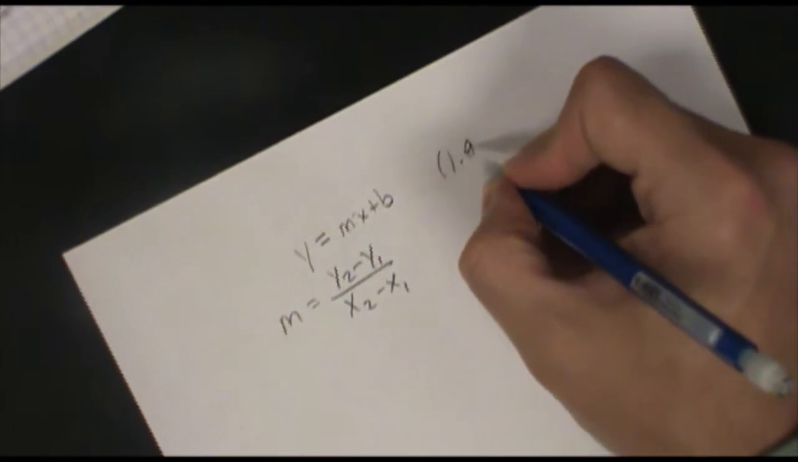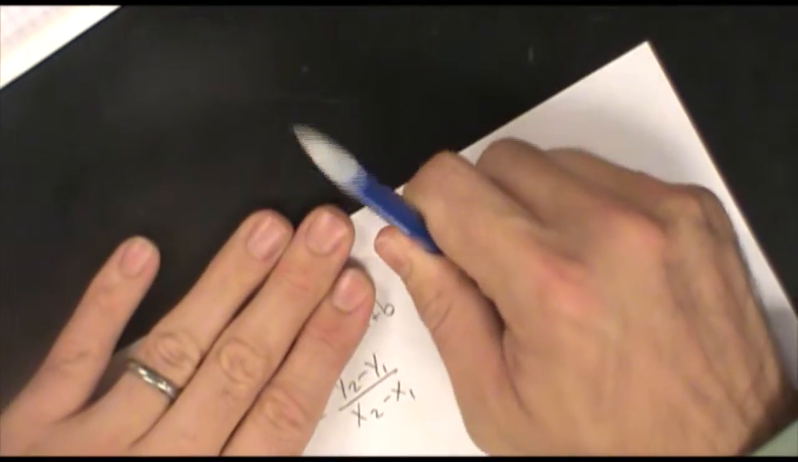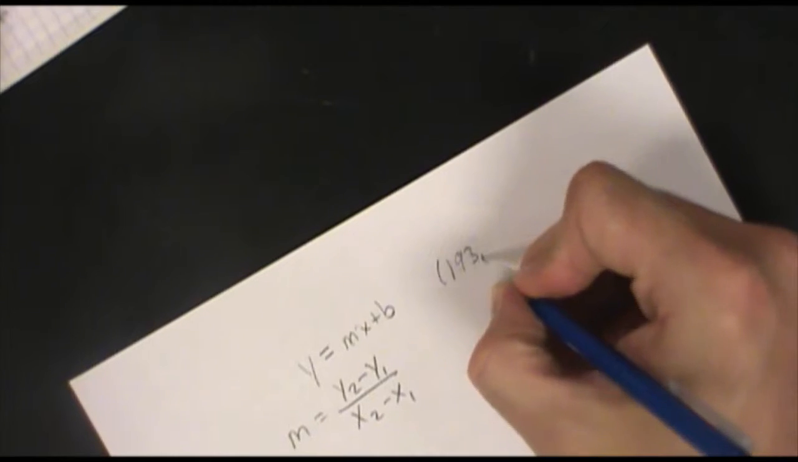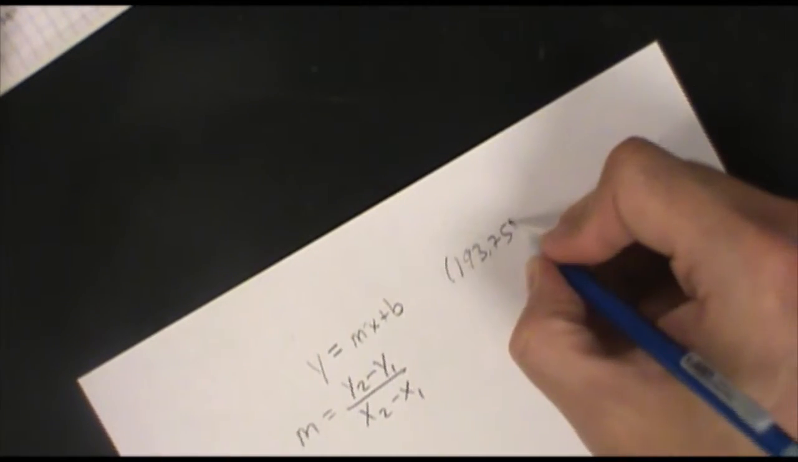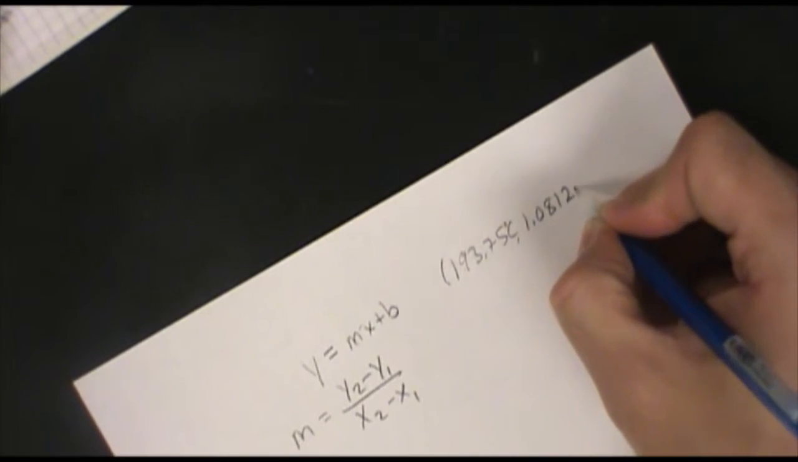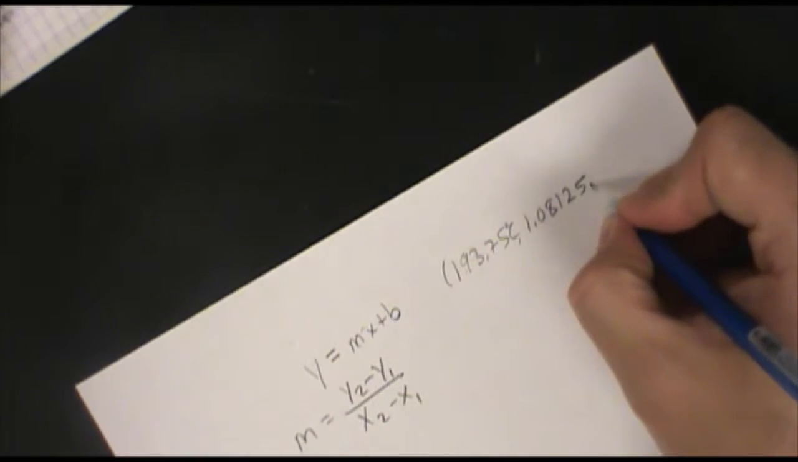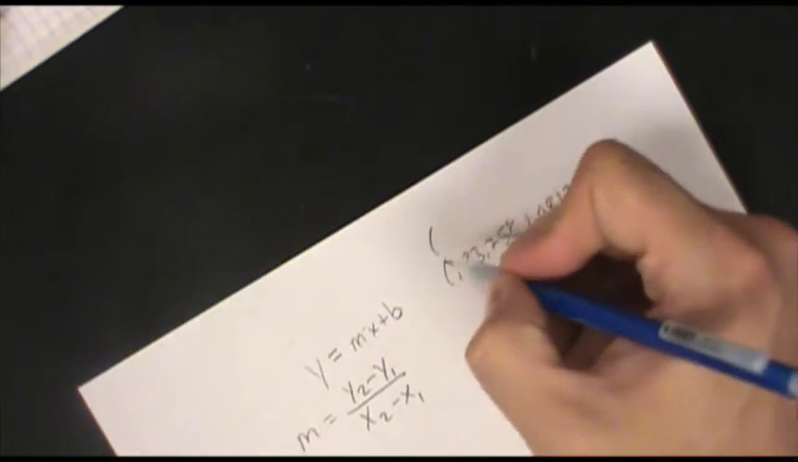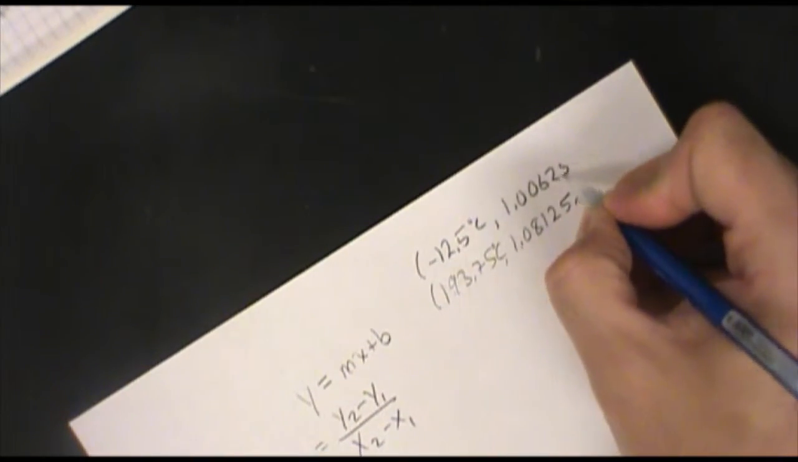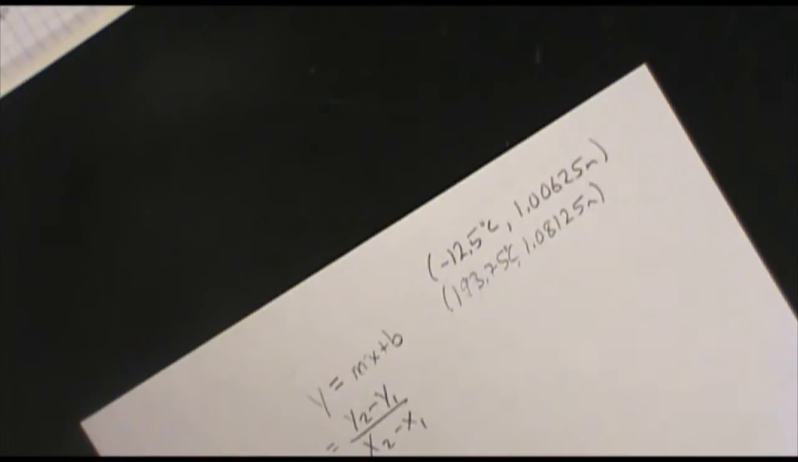One point is this. I don't know why I keep putting a dot there. I'm rebelling against such large numbers. 193.75 degrees C and 1.08125 meters is one point. My other point is negative 12.5 degrees C and 1.00625 meters. These are my 2 points.